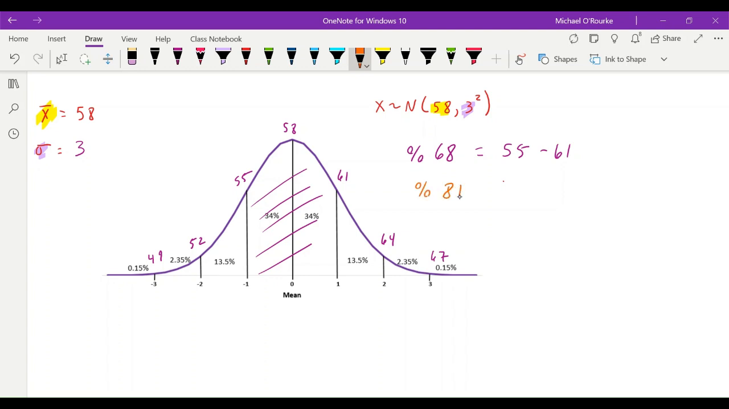What heights represent 81.5% of the population? Now this has two answers. What heights are 81.5? The way we look at that is, what numbers add up to 81.5? If you look here, 34 plus 34 plus 13.5 adds up to 81.5. So you would say 55 to 64.